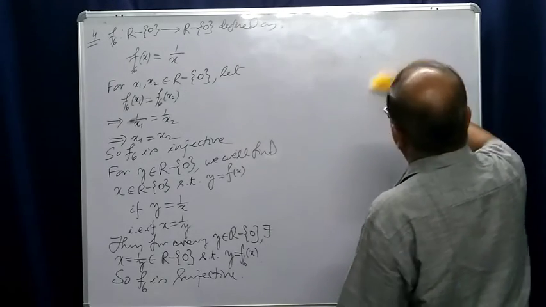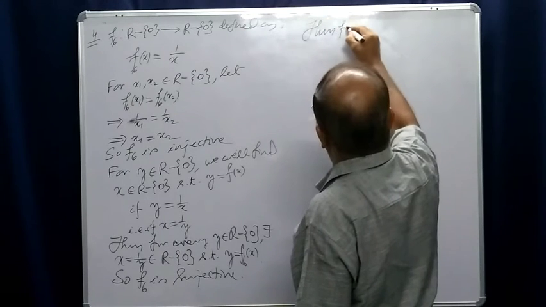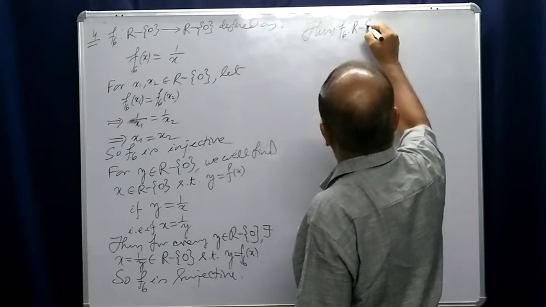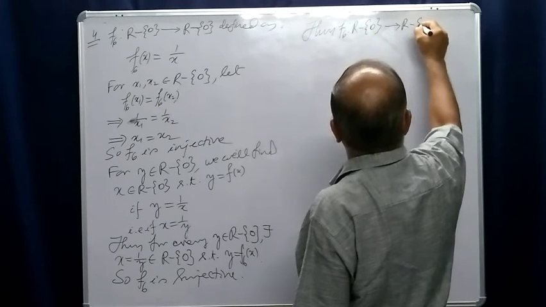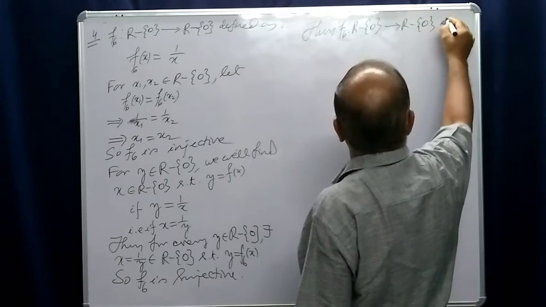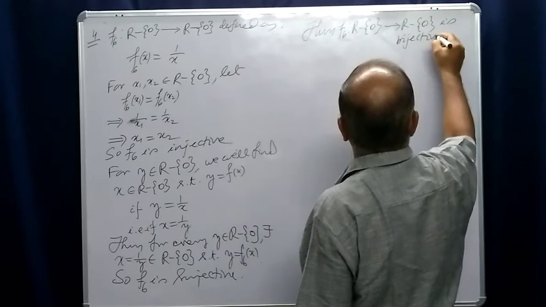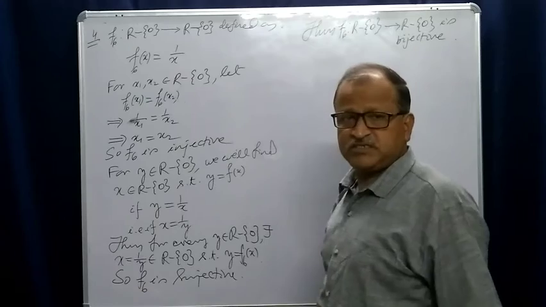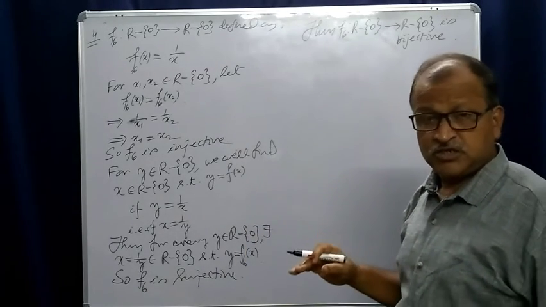Yes. Thus f6 from R difference 0 to R difference 0 is bijective. It is a bijective function, right? It is a bijective function. That means it is both injective as well as surjective.